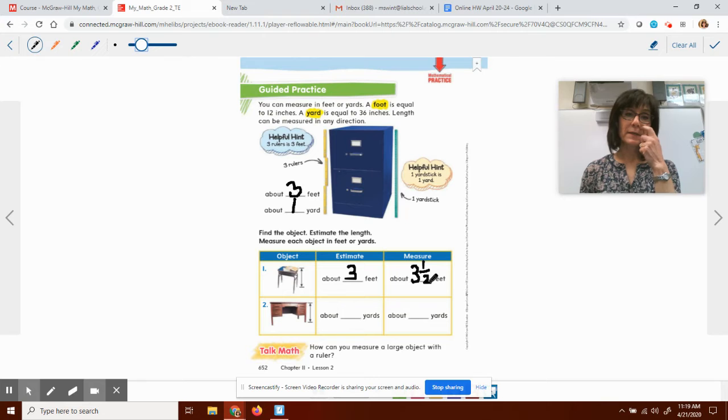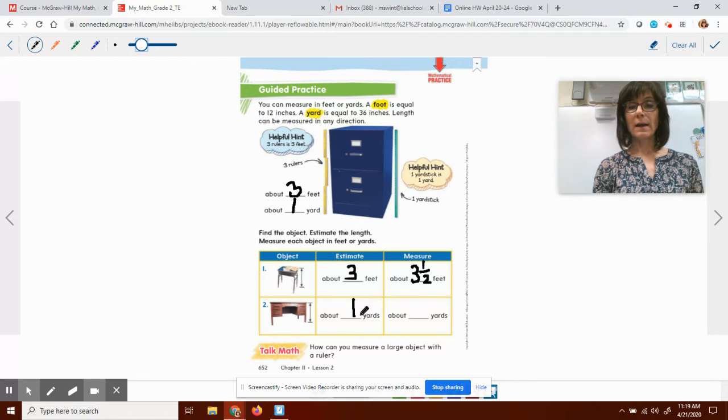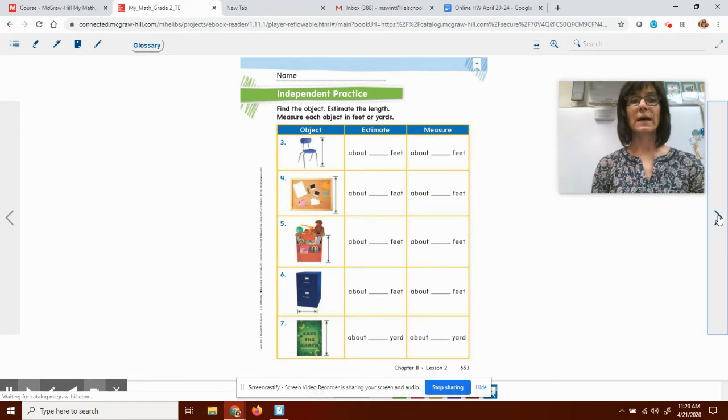On the next item, if you don't have a large desk or you've already used the large desk, use a kitchen table for this one. They're now saying how many yards would your kitchen table be? Well, the yard is 3 feet. So if you're taking a look, your kitchen table is about 1 yard. Do the approximate and then do the measurement. Maybe it turned out to be about 1 yard. Let's go ahead and go to the next page.